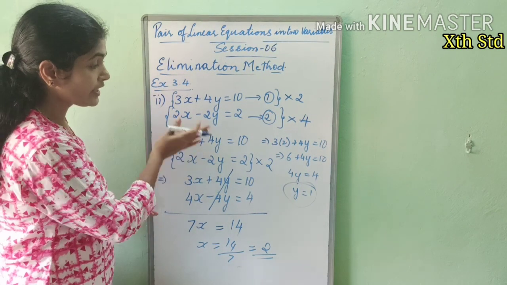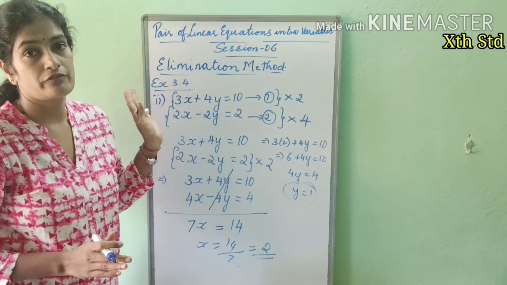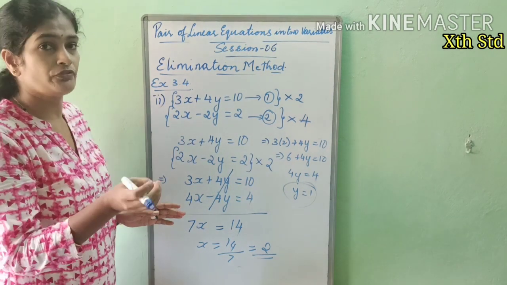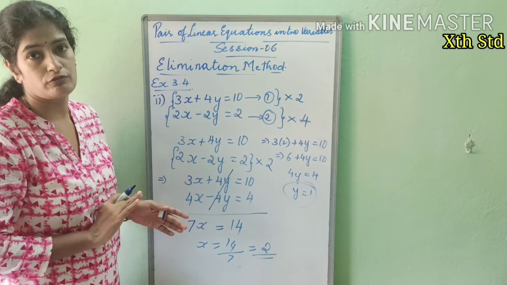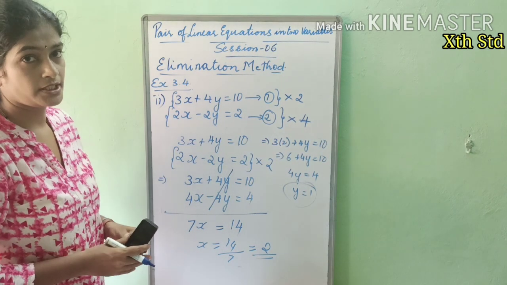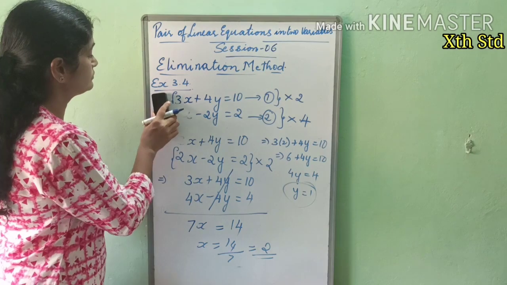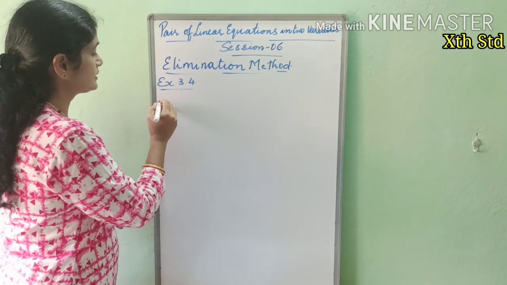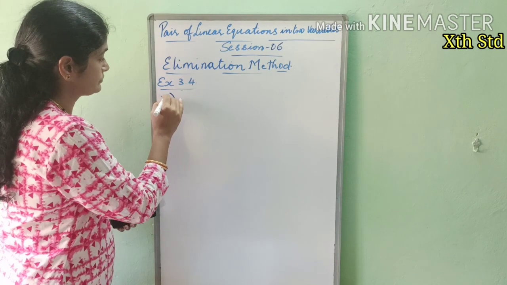The same way. There are two ways of making the coefficient the same. Whichever you feel is easier for you, you can follow that way. Fine. Now let's move on to the next one. We'll see the third part of it.